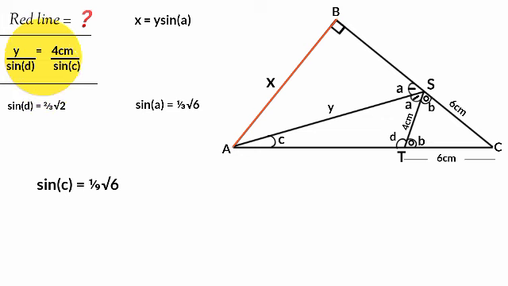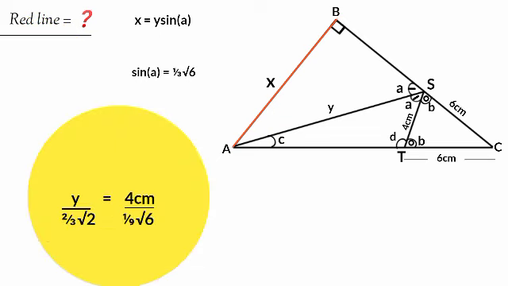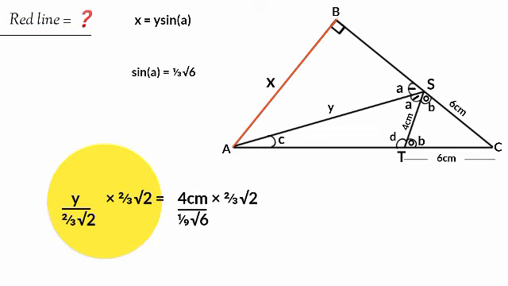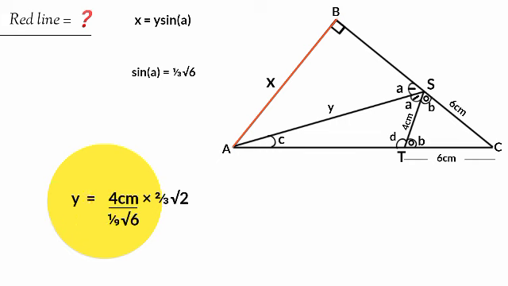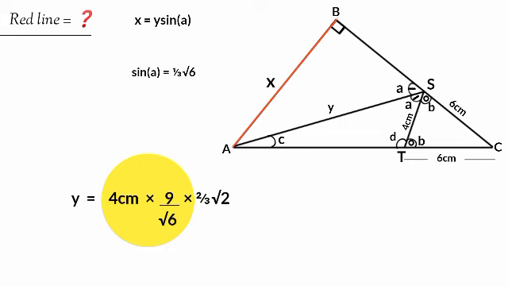So if we substitute them here, y over 2 over 3 root 2 is equal to 4 centimeters over 1 over 9 root 6. If we multiply both sides by 2 over 3 root 2, here 2 over 3 root 2 cancels 2 over 3 root 2. And here 4 centimeters over 1 over 9 root 6 times 2 over 3 root 2. Since 4 centimeters over 1 over 9 root 6 is equivalent to 4 centimeters times 9 over root 6, now we have y equal to 4 centimeters times 9 over root 6 times 2 over 3 root 2.